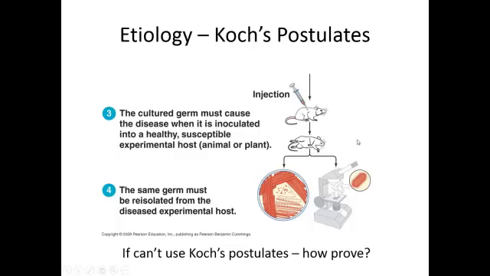So if we can't use Koch's postulates, how do we prove that something is an etiological agent? Well, we do the best we can. We eliminate everything else, like in the example of periodontal disease. We take a look at the numbers and kinds of bacteria that you find in health, compare it to the numbers and kinds of bacteria that you find in periodontal disease, and you arrive at your conclusion of what's causing disease by comparing the two.